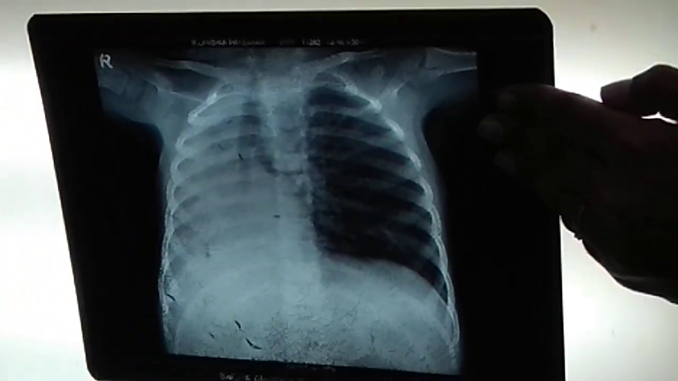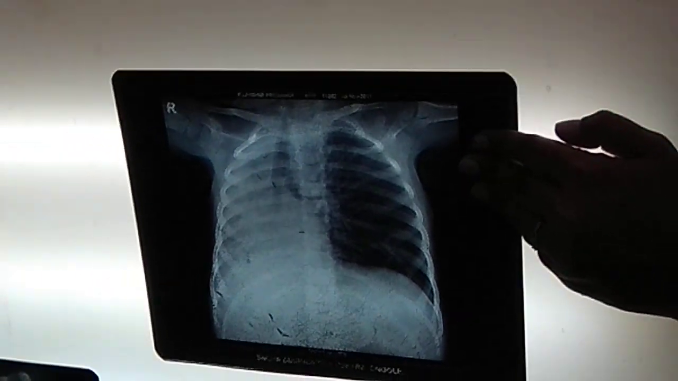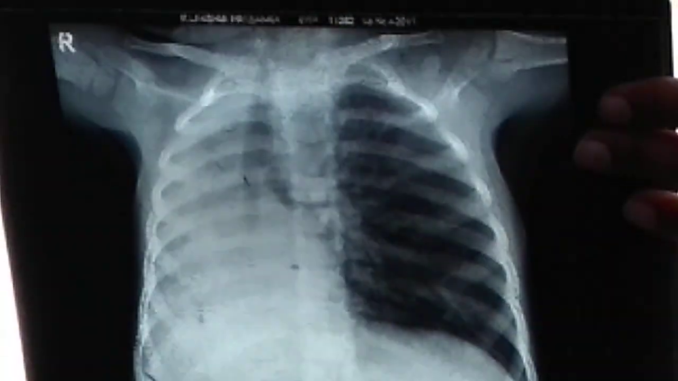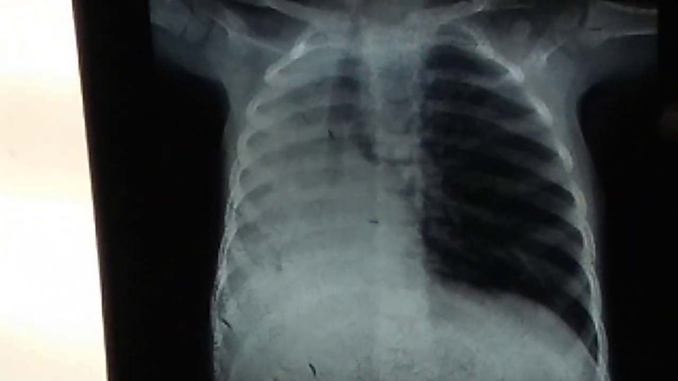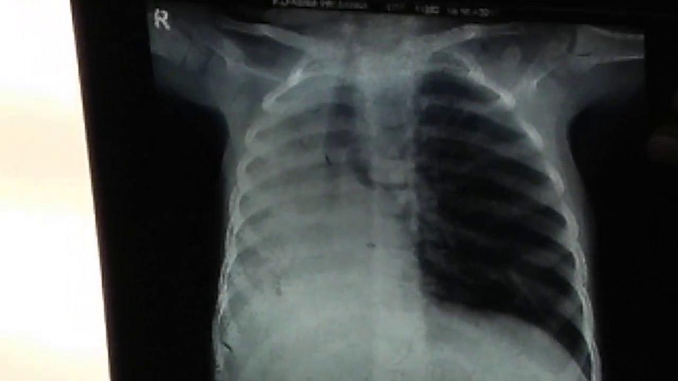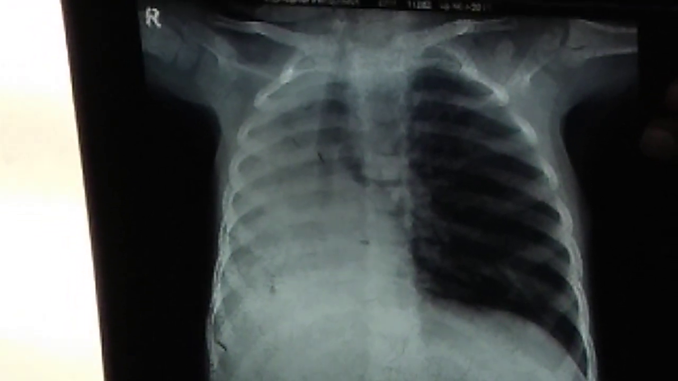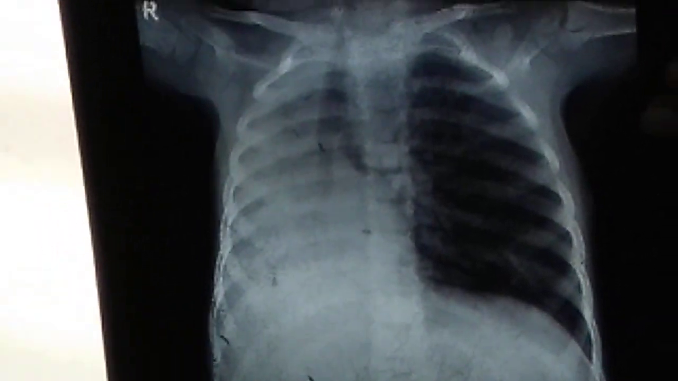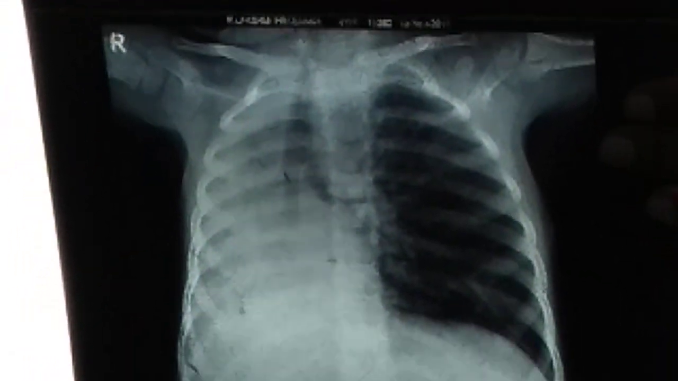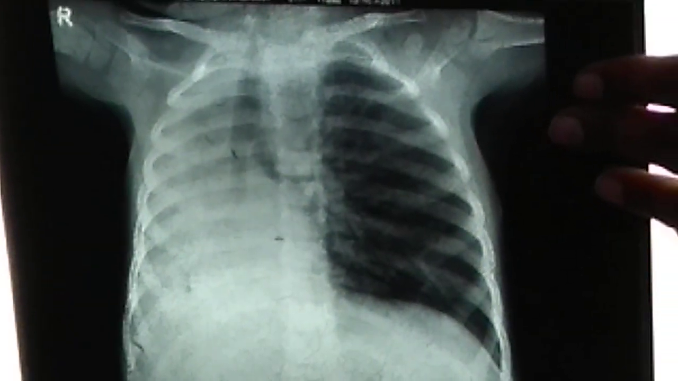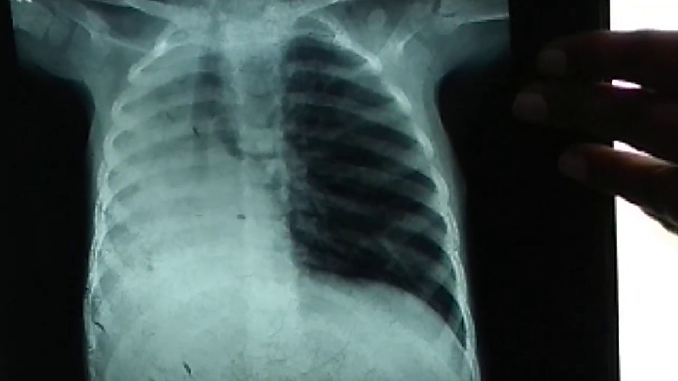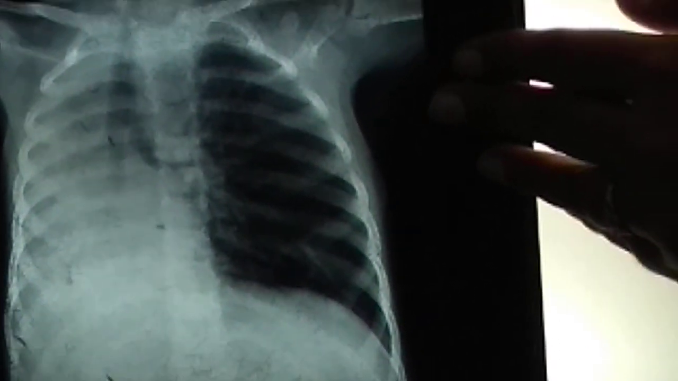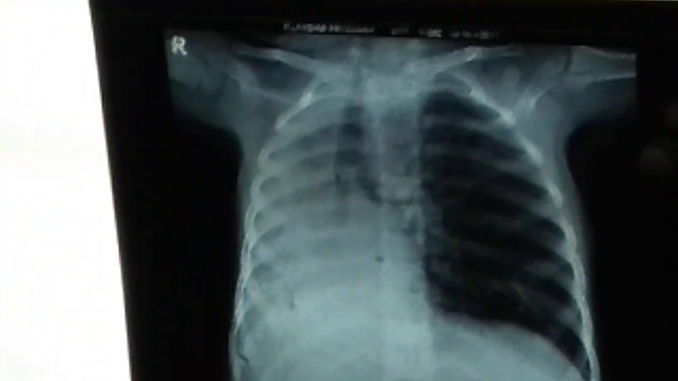It's an AP view chest. It's an AP view chest showing an opaque hemithorax with the shift of mediastinum towards right. Opaque which hemithorax? Opaque right hemithorax with shift of mediastinum towards right, indicating that it may be collapse of right lung. It is a collapse consolidation, you can say. Because in consolidation there will be no shift of mediastinum. That is a collapse, what I am telling you. So you can say collapse, doesn't matter. Collapse of the whole right lung.